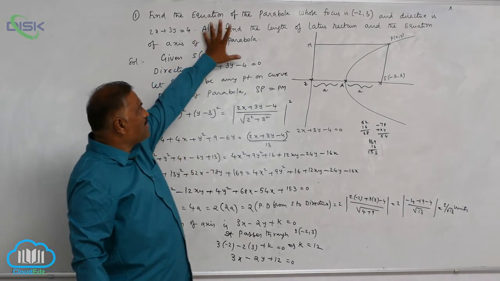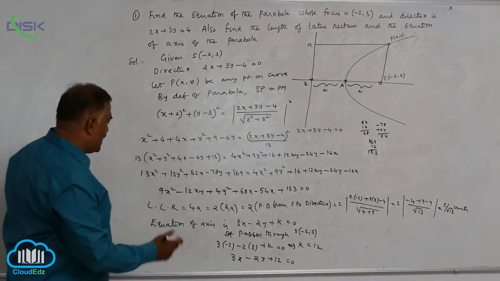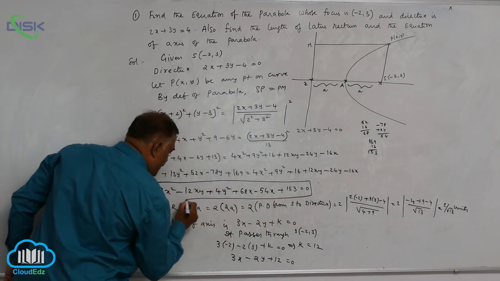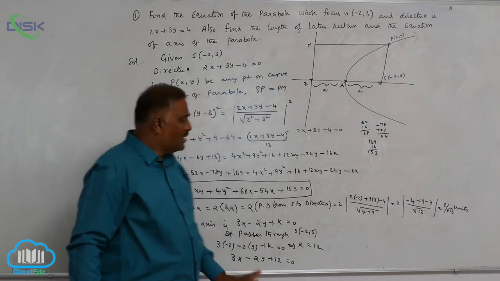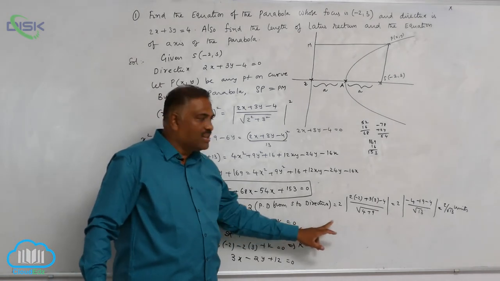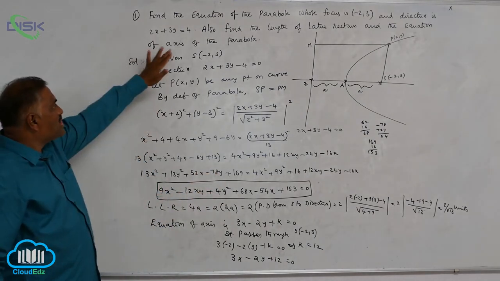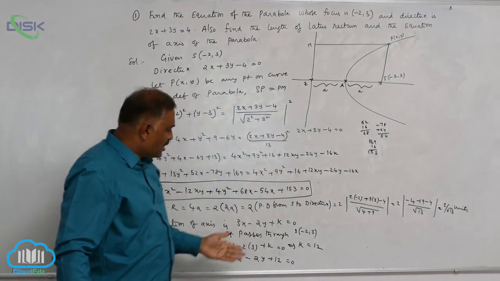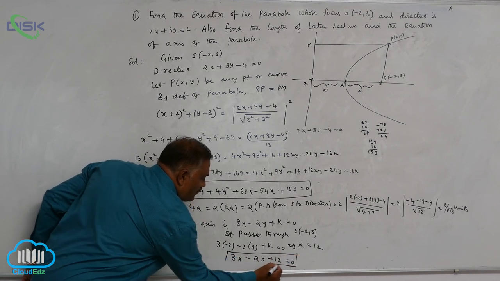So the problem contains three parts. One is finding out the equation of the curve. Here it is. You can check once very clearly. This is the equation of the parabola. Now the second part of the question is the length of the latus rectum. It is nothing but twice the perpendicular distance from the focus to the directrix, which came as 2 by root 13. And the third one, the equation of the axis of the parabola, which is perpendicular to the directrix. Now we got 3x - 2y + 12 = 0, like this.